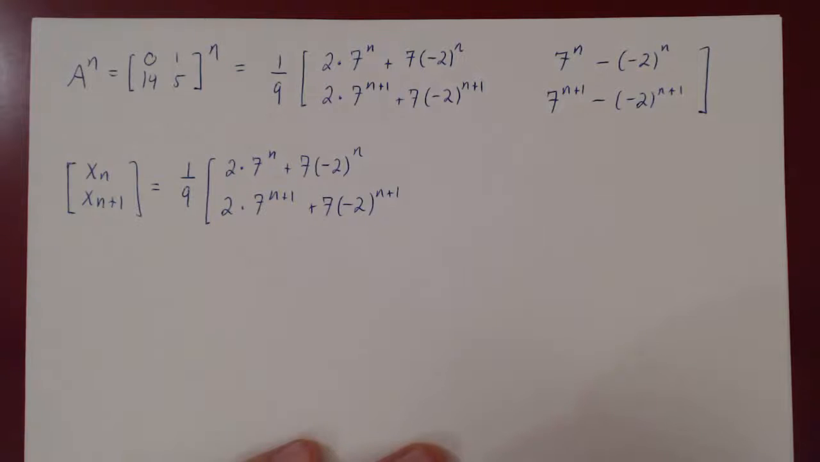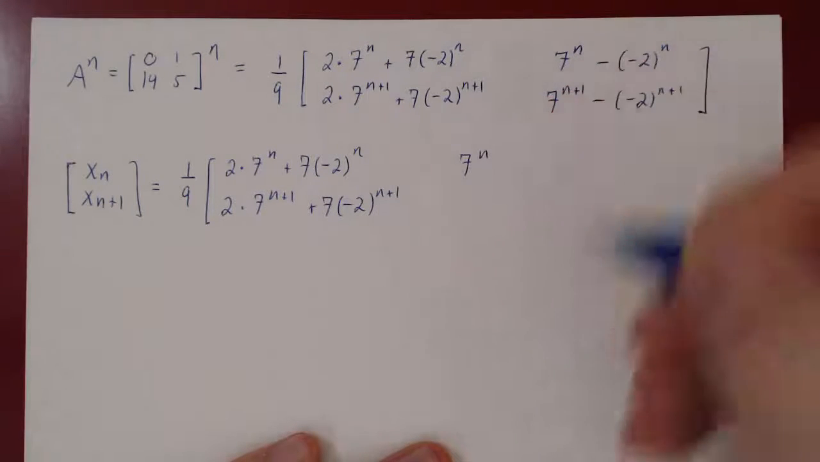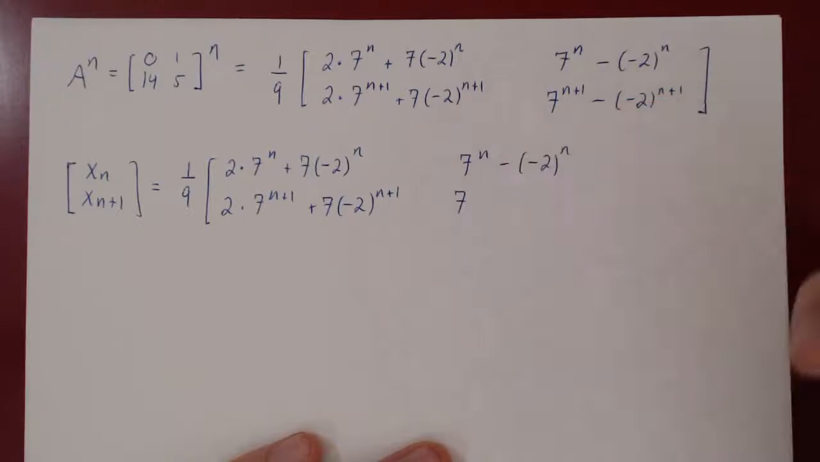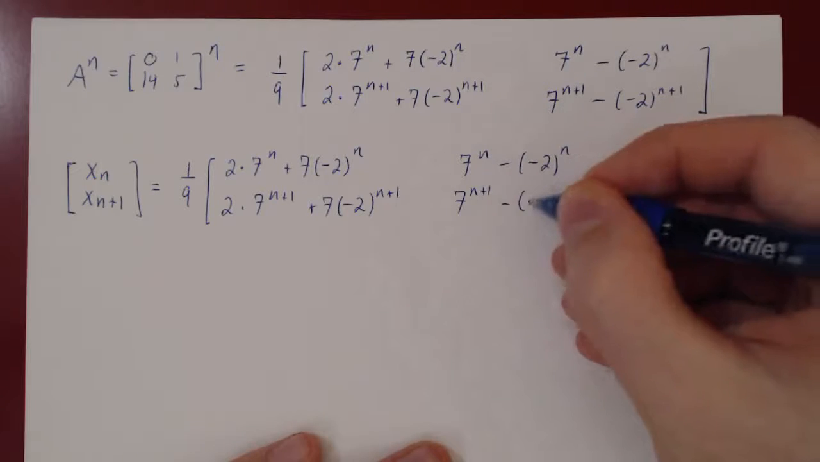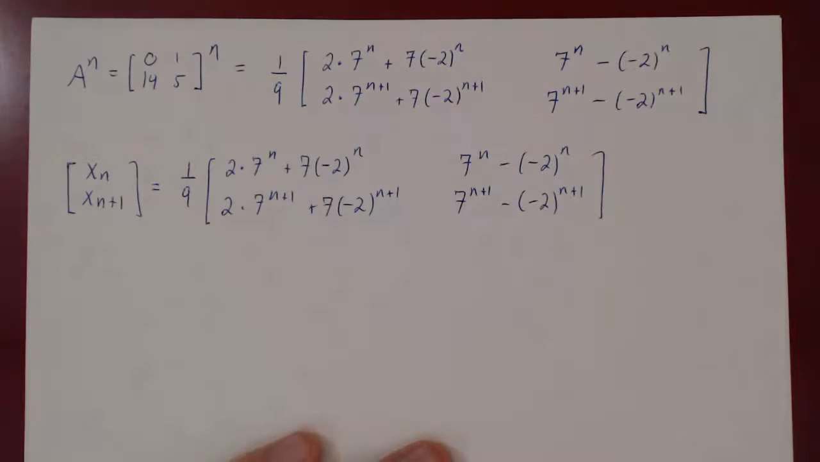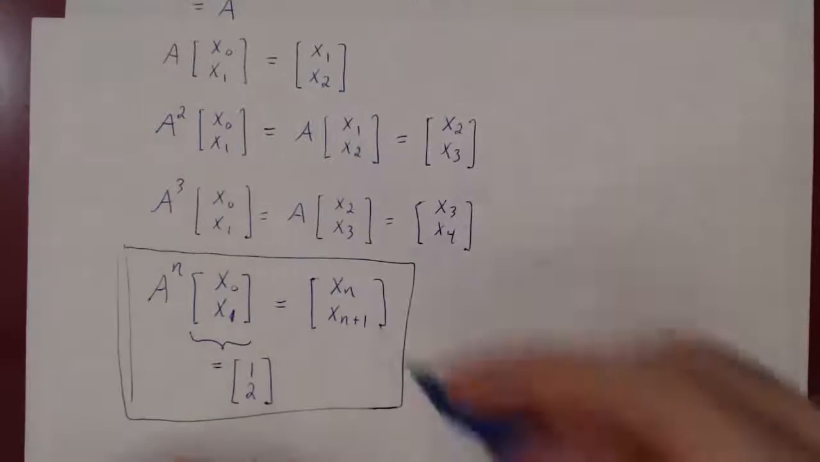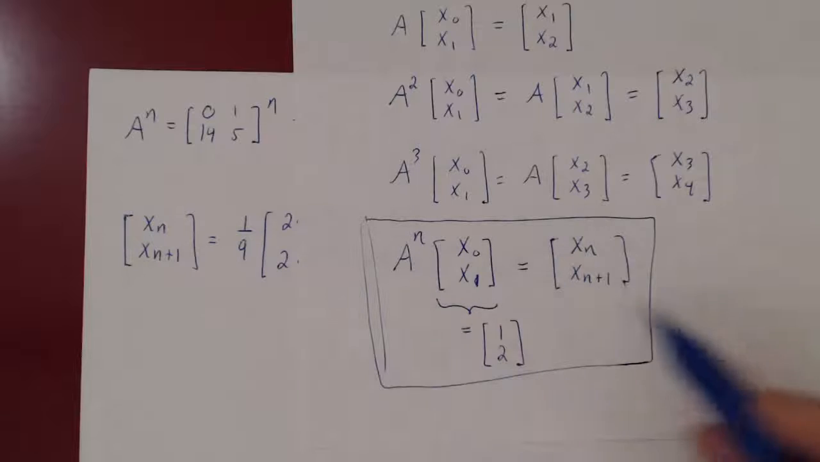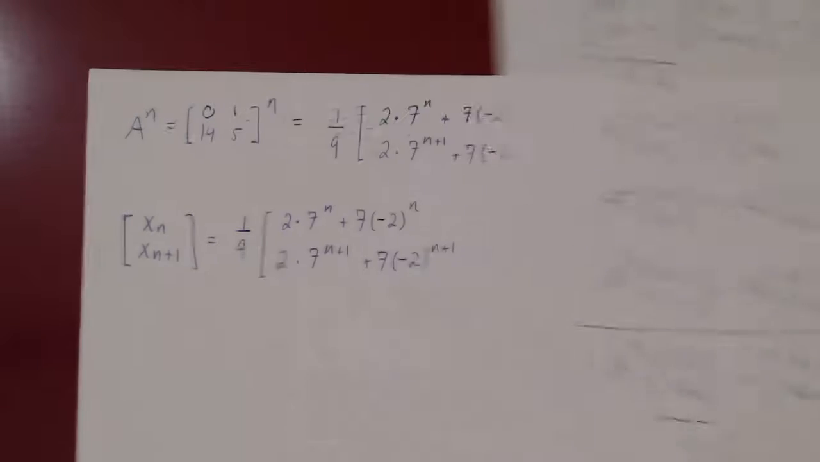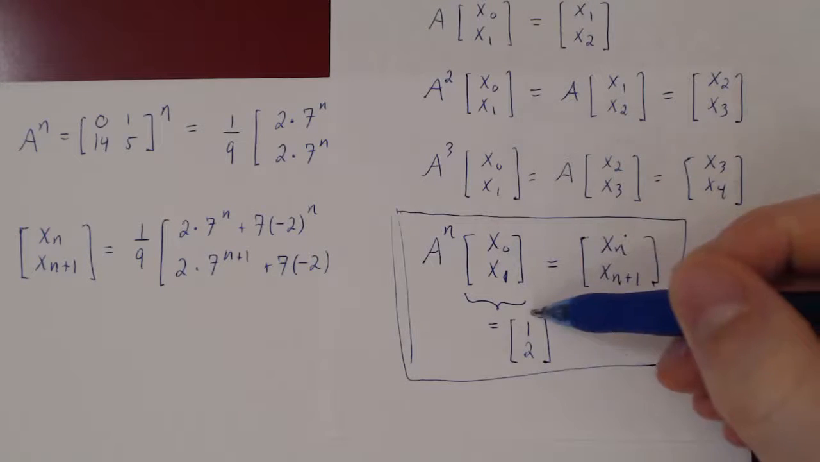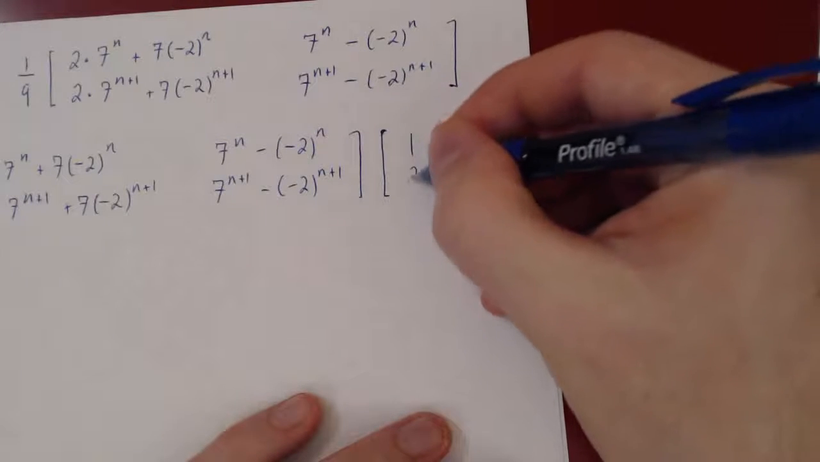Second column, 7 to the n minus negative 2 to the n, and then the other entry is 7 to the n plus 1, negative 2 to the n plus 1. So this is A to the n times, if you just go back one more time, xn plus 1 is A to the n, this is A to the n right here, times the vector of initial values, which was for us 1, 2. So times the vector 1, 2.